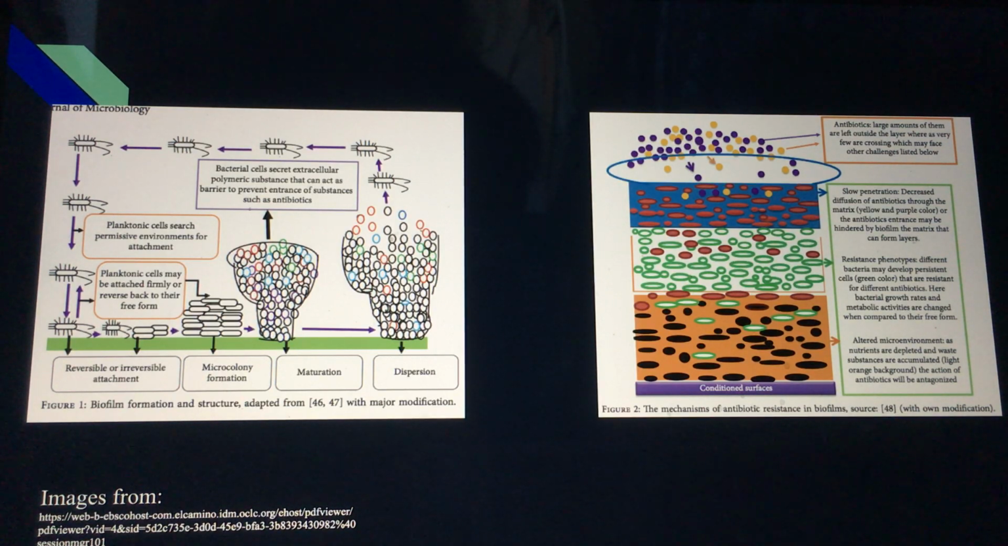And as you can see, it goes back to the start, which shows that this is a cyclical process. And then in the next image, it shows antibiotics being put into the matrix, and you can see how it slowly disperses to almost nothing.